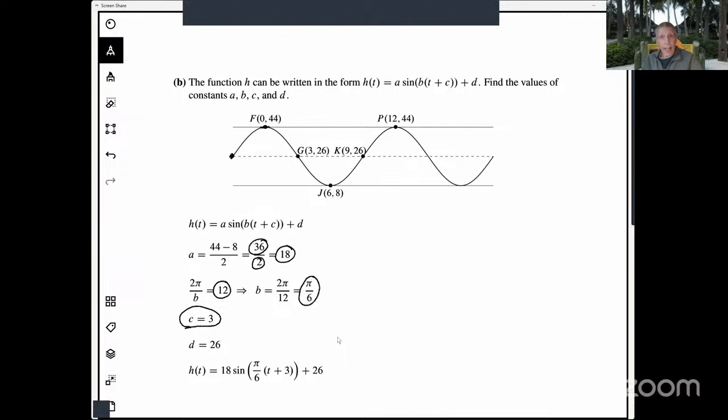And let's see, I think this graph has shifted up. The sine function is shifted vertically 26 units to get me to that vertical midpoint. A vertical shift, 26 units to get me to that dashed horizontal line. So holy Toledo, I put all of that together with my A, B, C, and D, and I believe that's an expression for my function h.